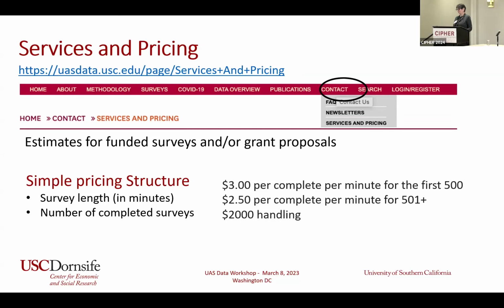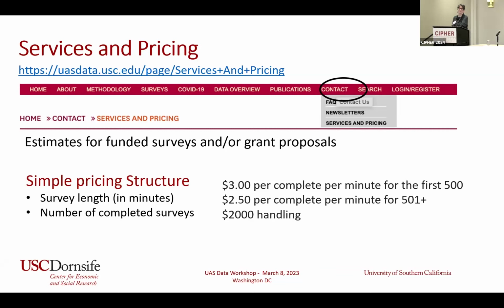All you need is the survey length in minutes and the number of completed surveys, and we charge $3 per complete per minute for the first 500 completes and $2.50 per complete per minute for the rest. There's also a handling fee. You can calculate this for yourself, but we are also very happy for you to just contact us and talk to us about any project that you're interested in. We're happy to give you estimates for funded surveys if you're ready to, as Aria said, you have money, come do surveys. But we also do a lot of work with people who are putting together grant proposals, and we're happy to supply you with an estimate for that and a letter of support.